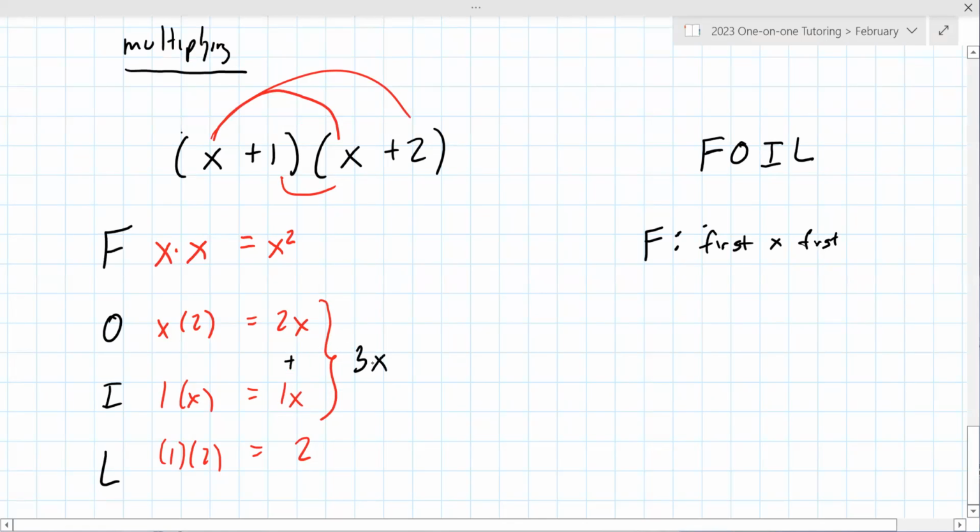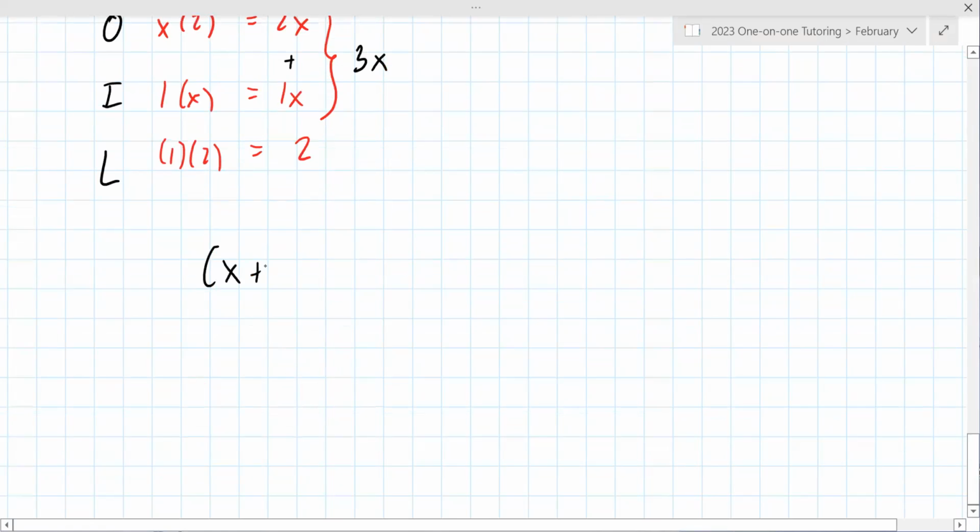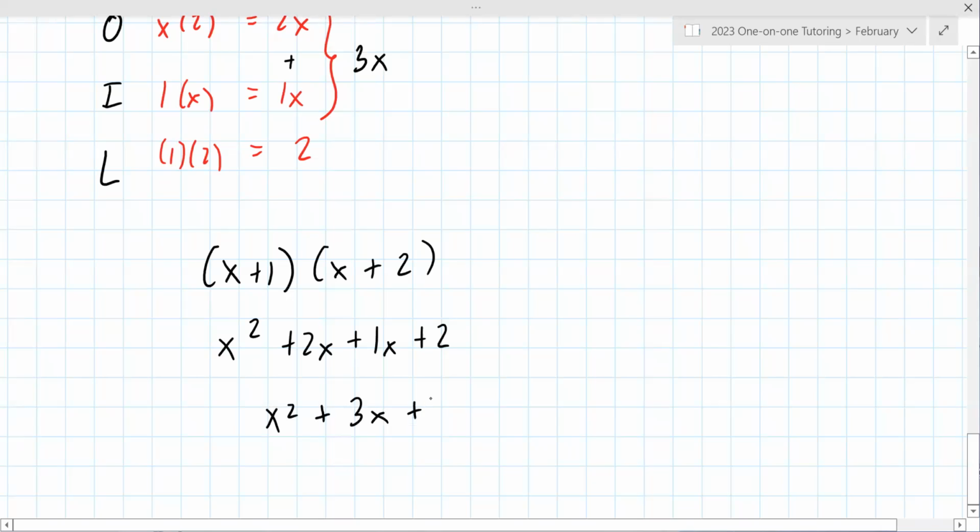Yeah. So multiplying, your final answer here, let me rewrite it, because this is how we want you to present it. It's like you said: x squared plus 2x plus 1x plus 2, so x squared plus 3x plus 2.